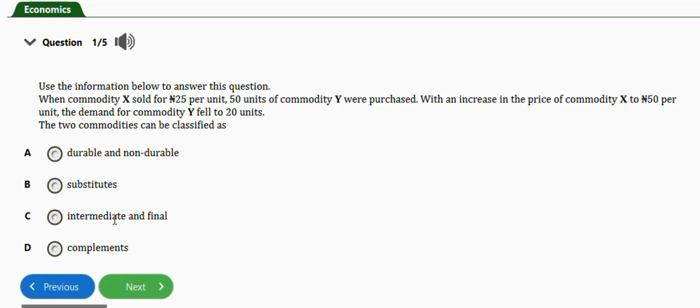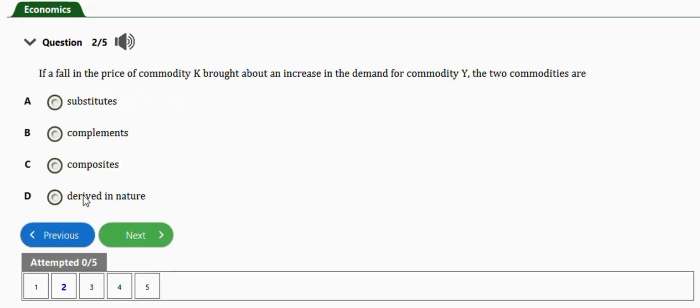Okay, complementary demand. This question says, if a fall in price of commodity K brought about an increase in the demand for commodity Y, the two commodities are: substitutes, complements, composites, derived in nature. Right answer is option B. They are complements.